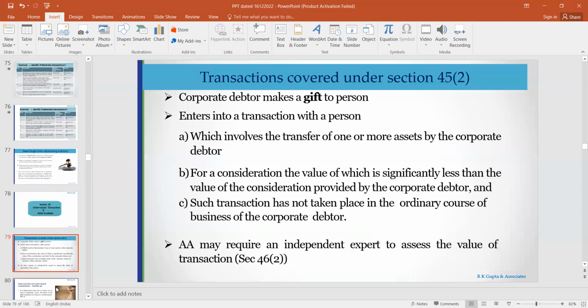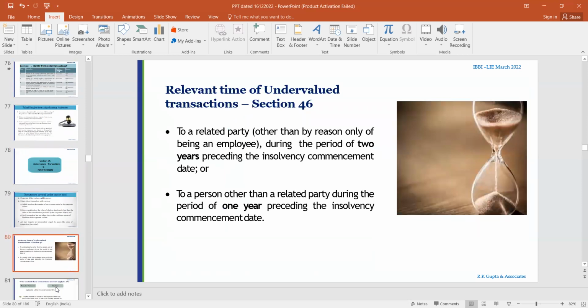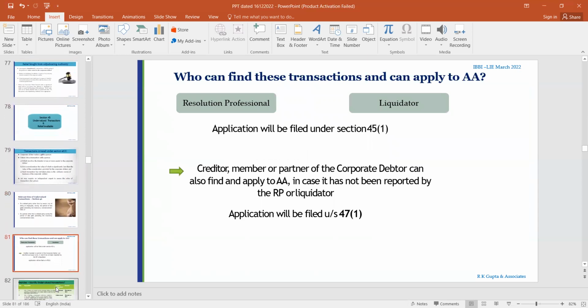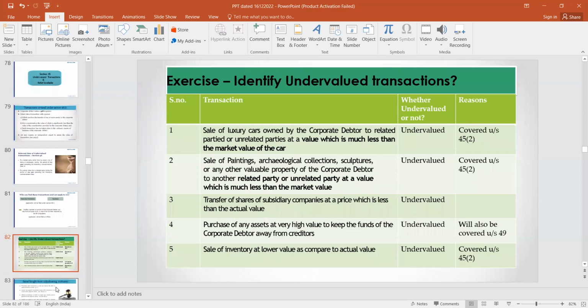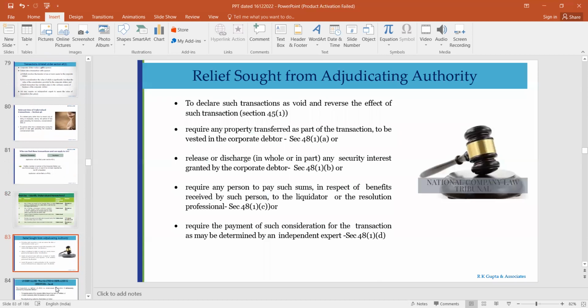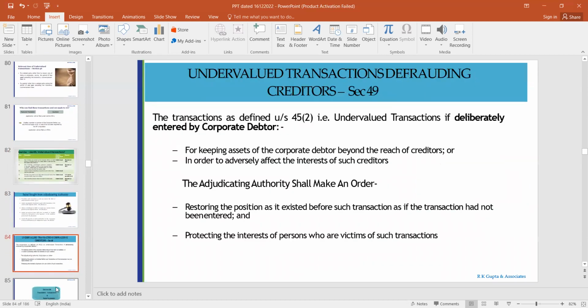Undervalued transaction, we have already seen. You are giving it for free or you are giving it for a consideration significantly lower. So again, 2 years and 1 year in case of undervalued transactions also. Sale of luxury cars owned by the corporate debtor to related parties at a value which is much less than the market value of the car. In this case, the adjudicating authority may appoint an independent expert also to value. But suppose the value is much less than the market value, then it will be considered as undervalued transaction. These are some of the examples which you can see.